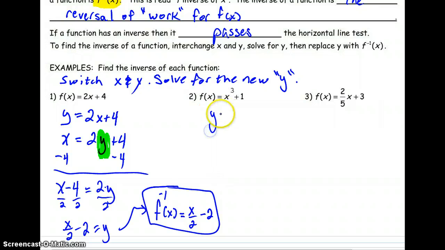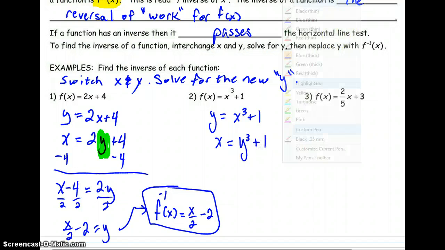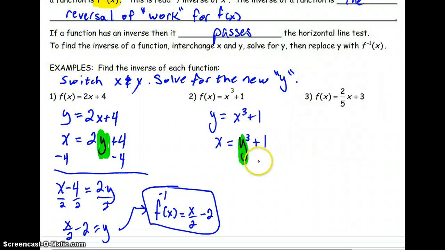Take a look at number 2. F of x is just a y itself. So right now we need to switch x and y. Wherever we had a y, replace it with an x. Wherever we have an x, replace it with a y. What do we do now? Well, we have to get our y alone. And as always, deal with addition or subtraction first. We will have x minus 1 is equal to y to the third.